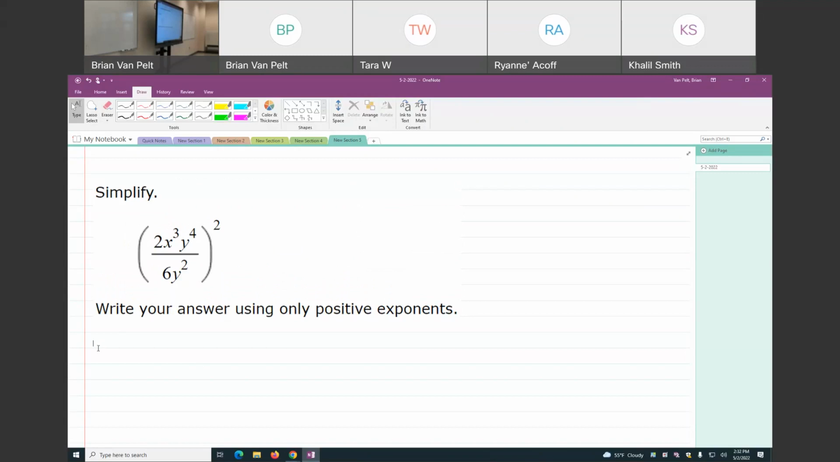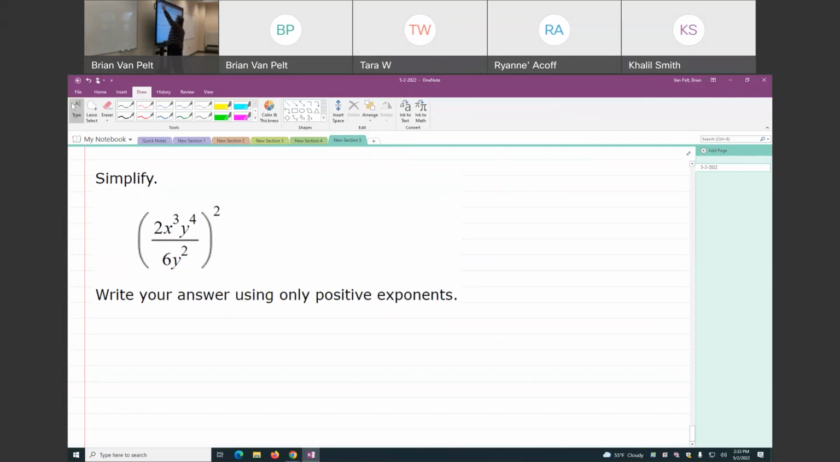Look, doesn't 2 go into 6? Doesn't y squared go into y to the 4th? So I can do a great deal of simplifying before I even take anything to the second power. I can take this 2 out and turn it into a 1, change that 6 to a 3. And then if I take this y squared out, I'll have y to the 4 minus 2. See that?